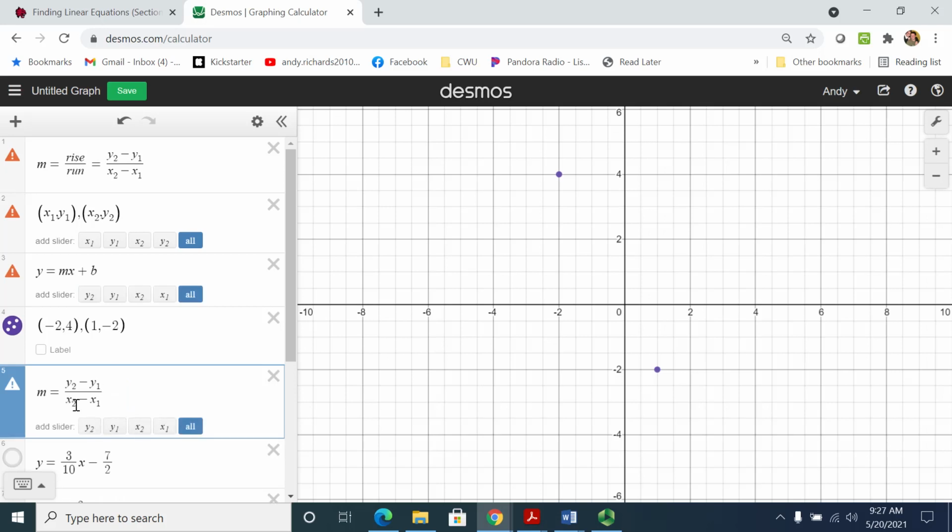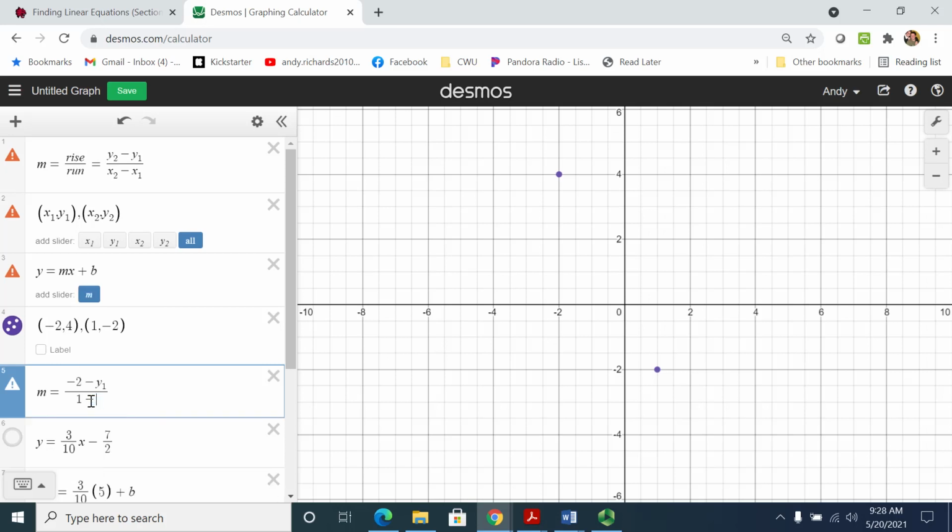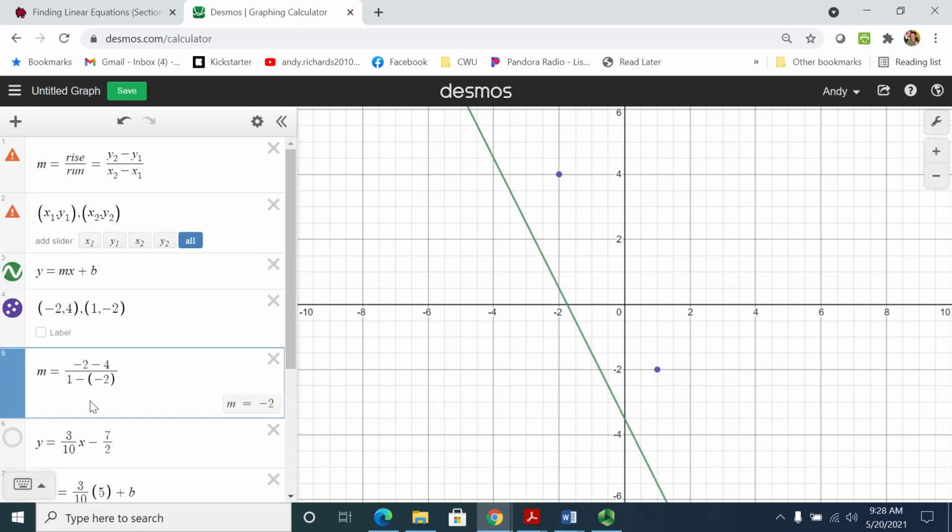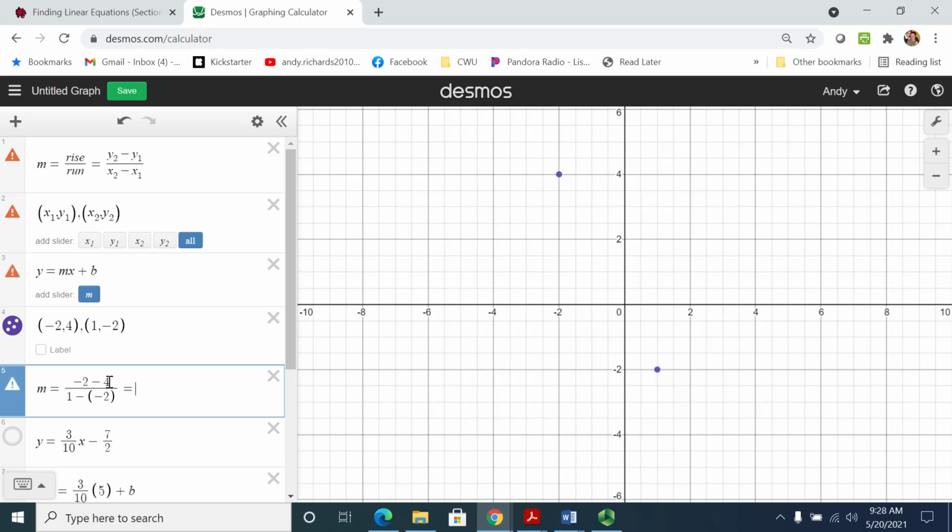If we were to plug in 1 for x2 and -2 for y2, we can see again it vertically stacks it. Our -2 would replace this x1, and then y1 would be replaced with 4. So we again see that it is vertically stacked in there. And as we go through, we can solve this thing. Even though Desmos is doing this for me, we can do it. So -2 minus 4 gives me -6.